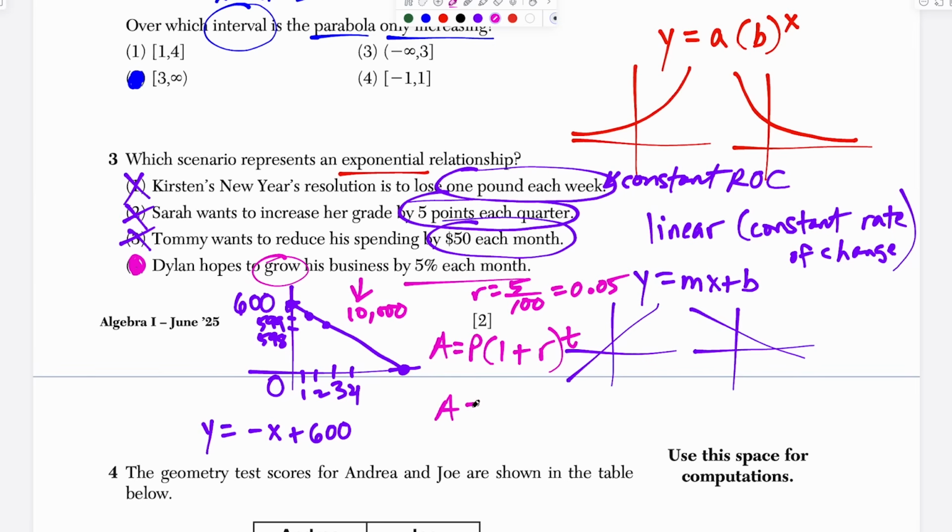So if I plug all this in, let's say his business, the principal value, is worth $10,000. Well, we put 10,000 here and then 1 plus 0.05 to the T power. And this would give us 10,000.